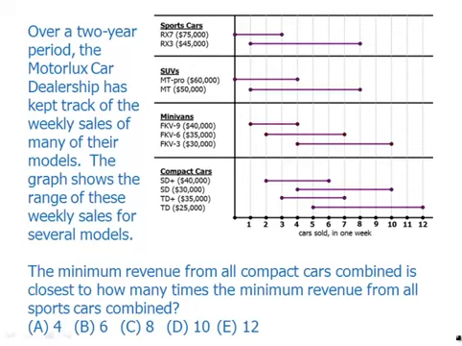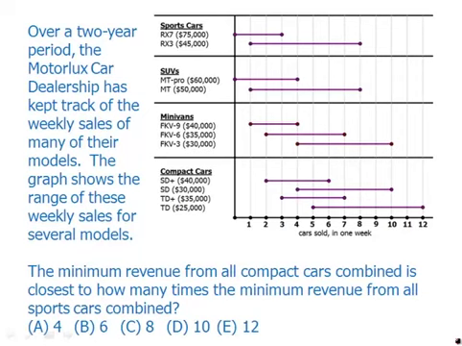Here's another unconventional graph. Pause the video and then we'll talk about this. So this graph shows over a 2-year period the weekly sales of many models of cars. And of course the models are broken up by type: sports cars, SUVs, minivans, and compact cars. And so for each one, we're getting a range. What's the most cars that they sold in a week? What's the fewest cars they sold in a week?